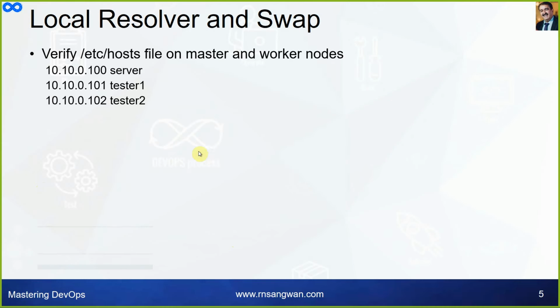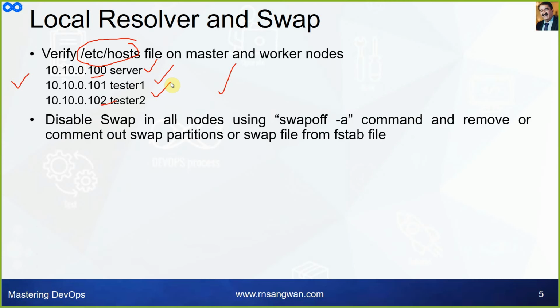Local resolver is already configured on your machine, which is in the etc hosts file. So in my case, 10.10.0.100 is the server, 101 is tester 1, 102 is tester 2 machine. Remember, those who have an 8 GB machine, don't configure a 3 node cluster, a 2 node cluster will be sufficient. In the worst case, if you want to configure a single node, then I advise you to use K3S, the lightweight Kubernetes cluster given on my channel.